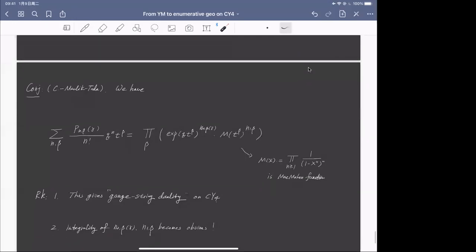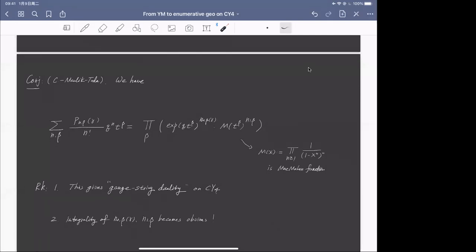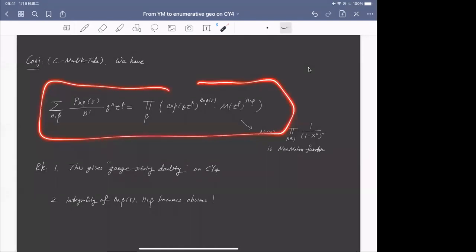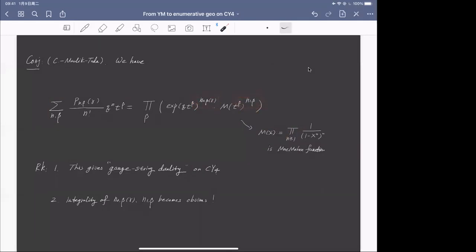So the first remark is that, naively speaking, this gives some gauge-string dualities on Calabi-Yau fourfolds, because the left-hand side is a sheaf moduli space, or gauge-theoretical moduli space, where we get the invariants. But the right-hand side has invariants we get from Gromov-Witten theory, or just 2D sigma models, which are related to string theories. The second remark is that if you admit this equality, then the integrality of n_0,beta and n_1,beta is automatic, because our invariants are integer valued.